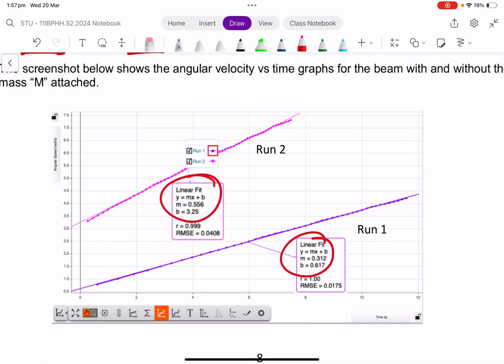You can tell this one, run one has the lowest slope. This is angular speed against time. The slope of angular speed against time would be angular acceleration. So in both of these, m on that linear fit is going to be alpha, the angular acceleration. Agreed? Agreed. Right. So the one that has the lowest acceleration must have had the greatest moment of inertia, and vice versa. Just like if you have a constant force, the one with the biggest mass would have the smallest acceleration, and vice versa.